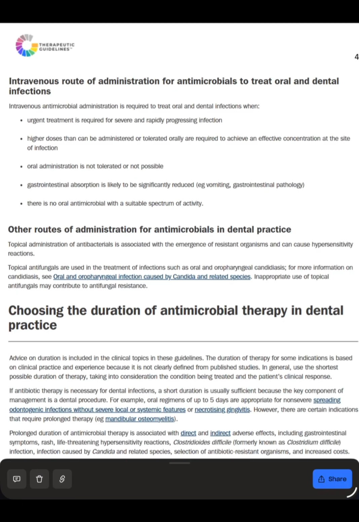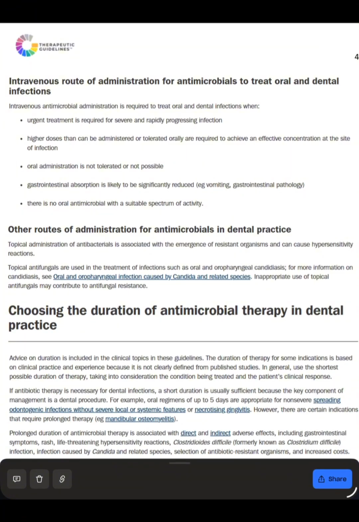Now, other routes of administration for antimicrobials in dental practice. Topical administration of antibacterials is associated with the emergence of resistant organisms and can cause hypersensitivity reactions. So there is one more route of administration, which is topical. Topical antifungals are used in the treatment of infections such as oral and oropharyngeal candidiasis. For more information on candidiasis, we will see oral and oropharyngeal infection caused by Candida and related species in later chapters. Inappropriate use of topical antifungals may contribute to antifungal resistance.